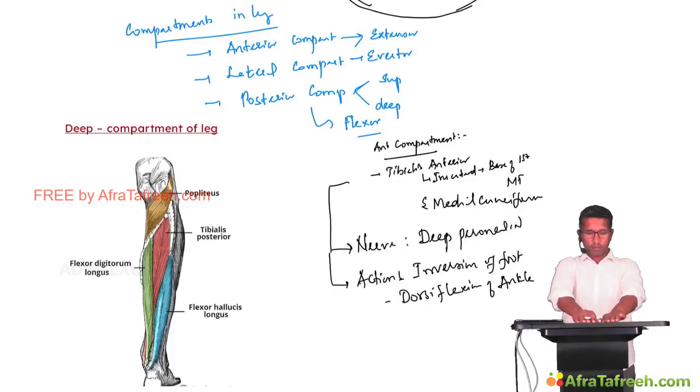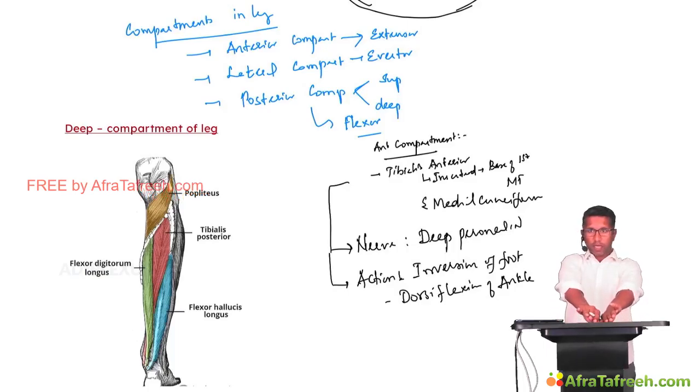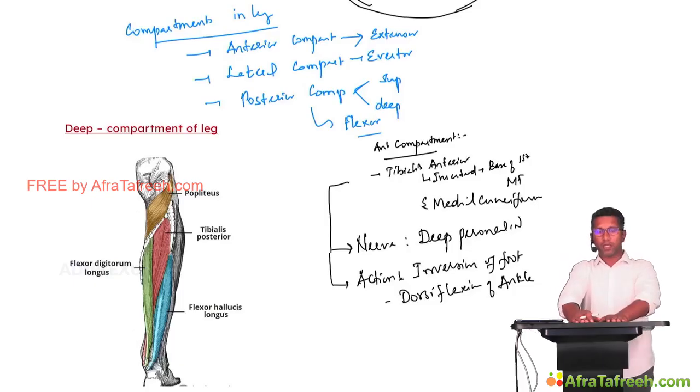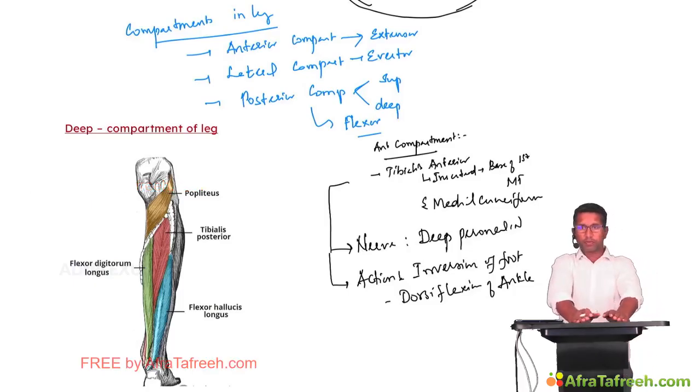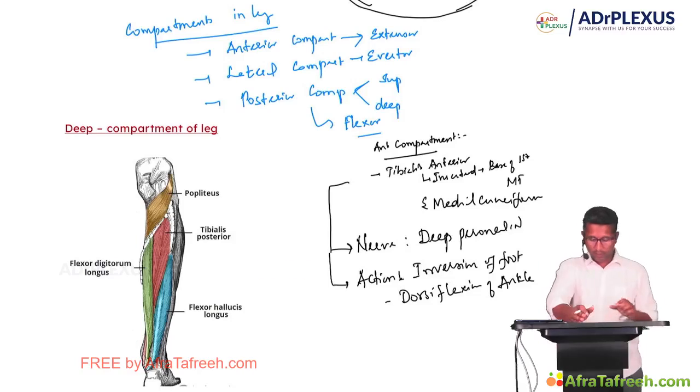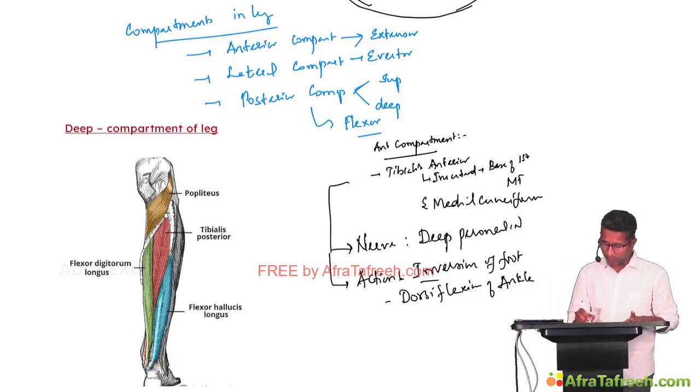When you take the lateral border of the foot away from the ground, this is called eversion. You can try it with your own foot and see. When you lift the medial border of the foot away from the ground, it is inversion; when you lift the lateral border away from the ground, it is eversion. So tibialis anterior is an inverter of the foot.